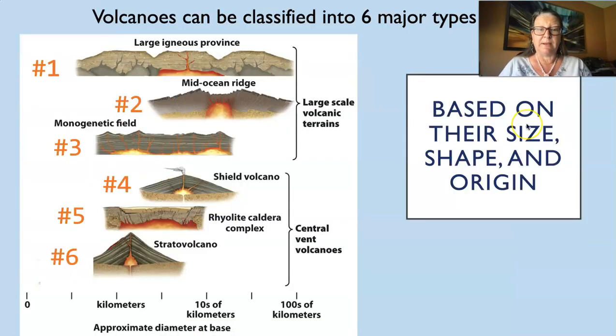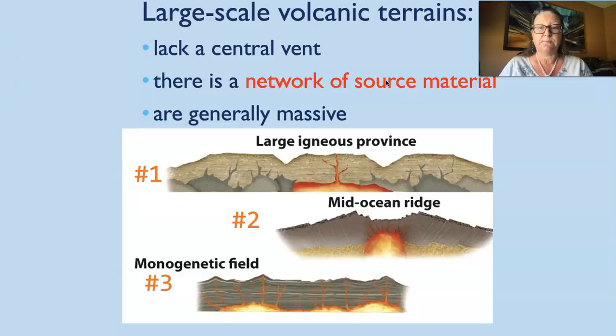As I said, they're based on their size and shape and where they originate. Was the magma coming from a single place, or is it coming from a whole series of fissures? So I've numbered these 1 through 6. They're the same ones you just saw, and that's the order that we'll be going through. And the top one, large igneous provinces, sometimes called LIPs, L-I-P, are also known as flood basalts.